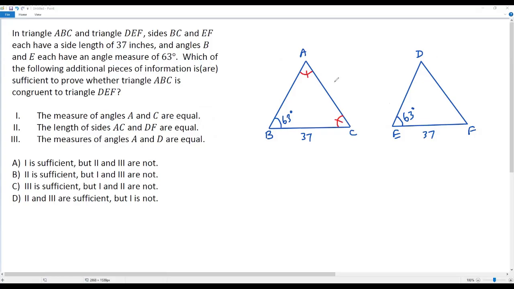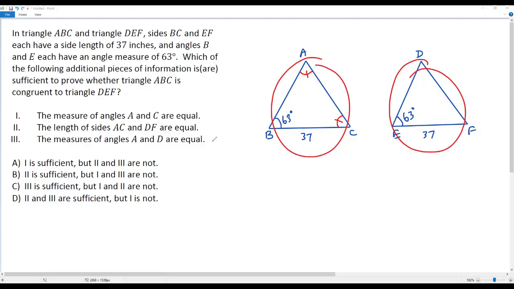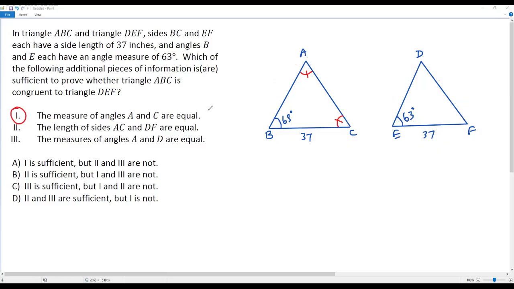Okay, if I want to prove that two triangles ABC and DEF are congruent, I need the information which connects the stuff in the first triangle and the second triangle. But here, the first information connects two things in the same triangle, that is angle measure A and angle measure C. So with this information, I'm not able to prove the two triangles ABC and DEF are congruent. So the information we have over here is not sufficient to prove the two triangles are congruent. Okay, now let's reject this one.